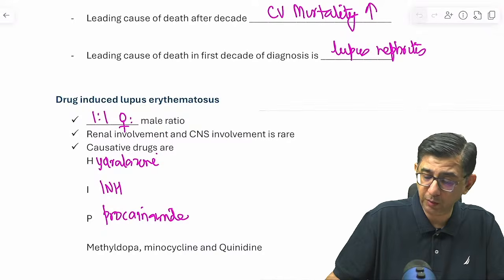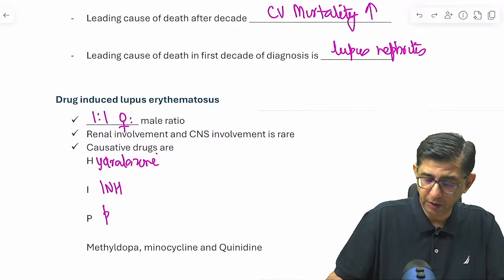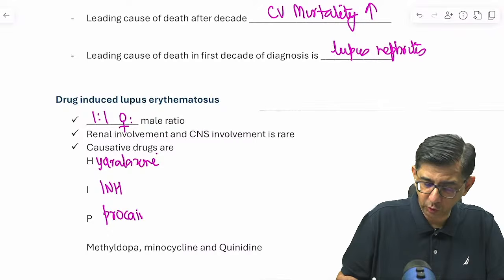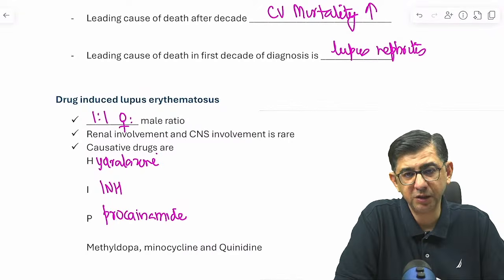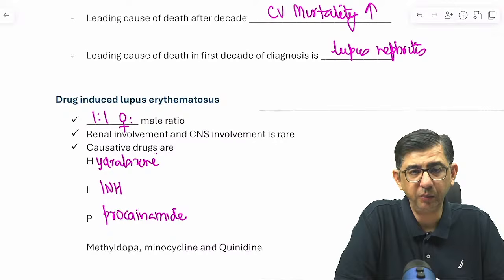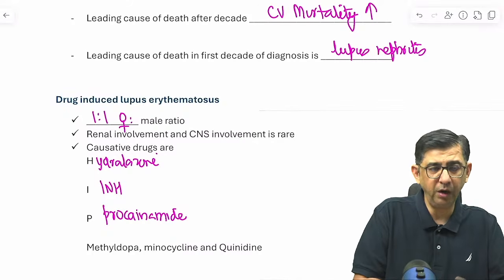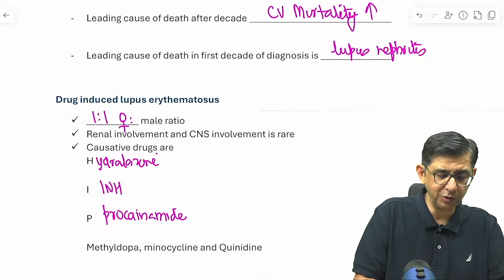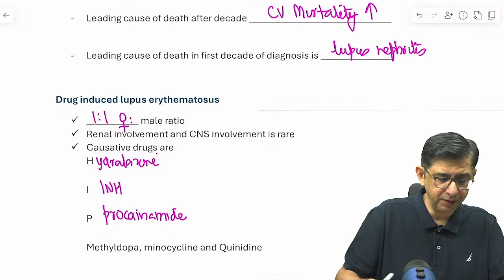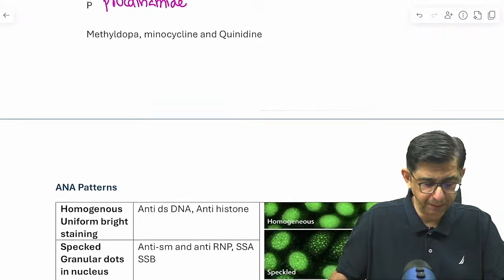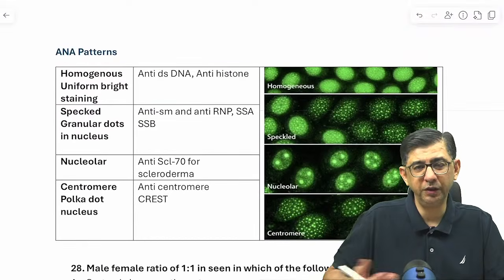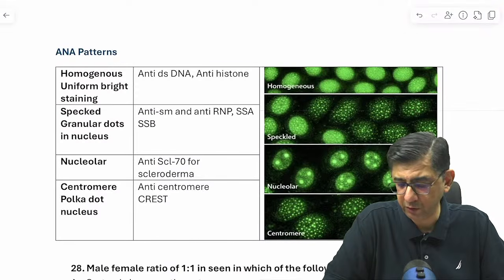Procainamide is the same molecule that we use in the management of Wolff-Parkinson-White syndrome in case there's a tachycardia component. Then there are methyldopa, minocycline and quinidine as well. So HIP M and MQ are the drugs which are responsible. And let's attempt a couple of questions on the same as well. The pattern is what I think the pathologist would have also spoken about.